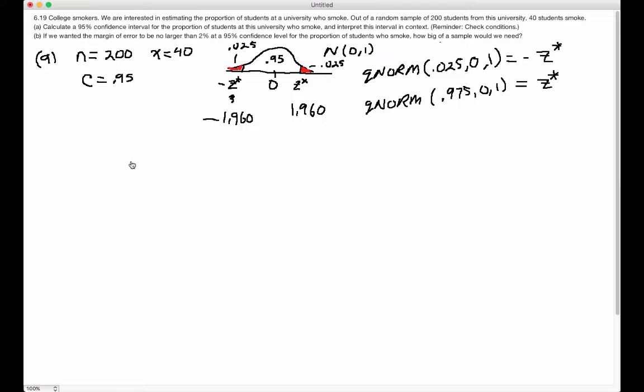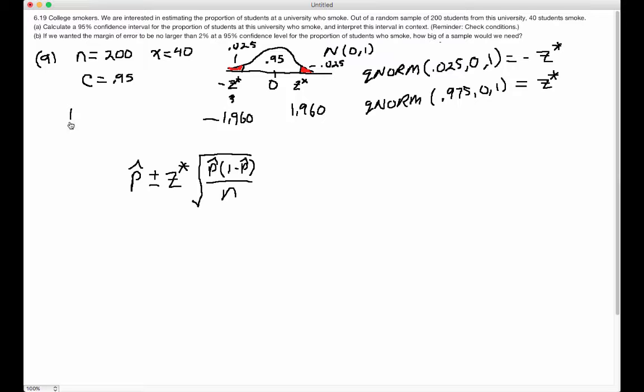So we need to build a confidence interval. We're going to need to know what p hat is, plus or minus the z star value, times our estimated standard error, which is going to be given by the square root of p hat times 1 minus p hat, divided by our sample size n. Okay, so let's go ahead and put in all those numbers.